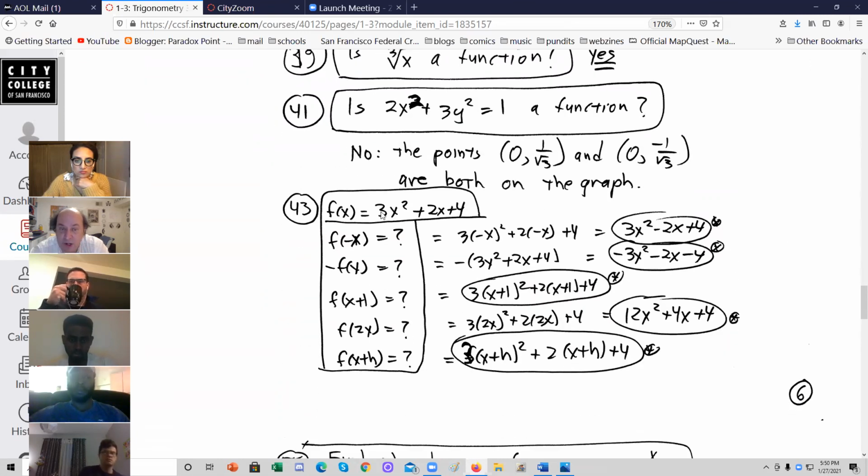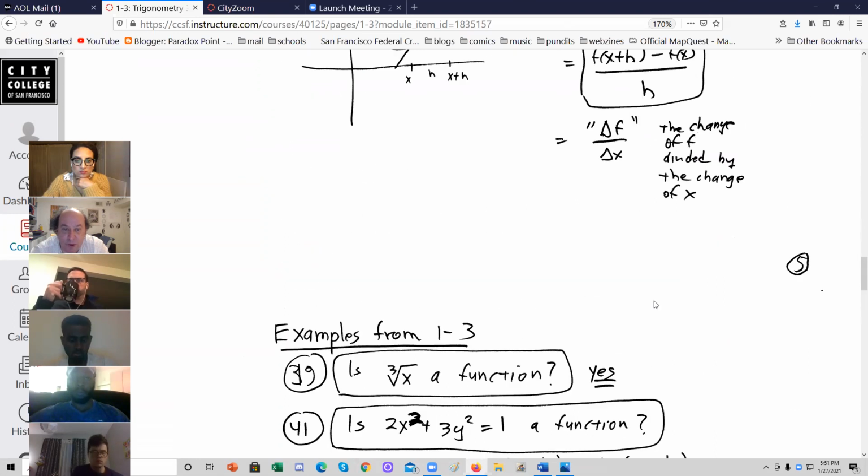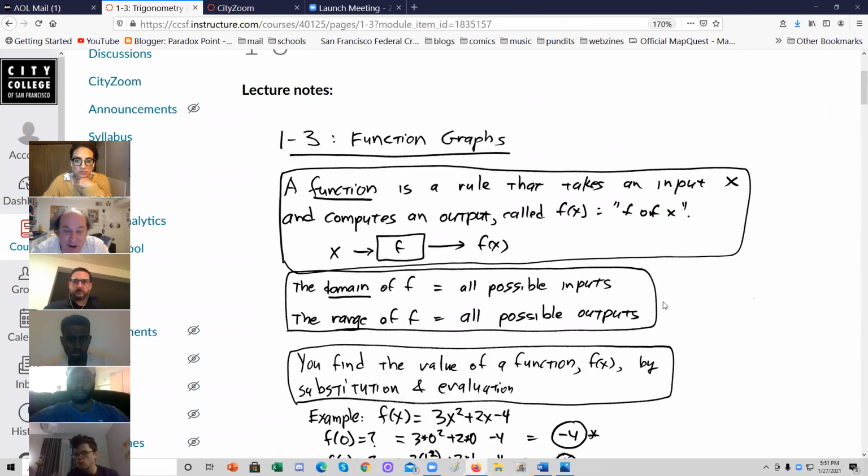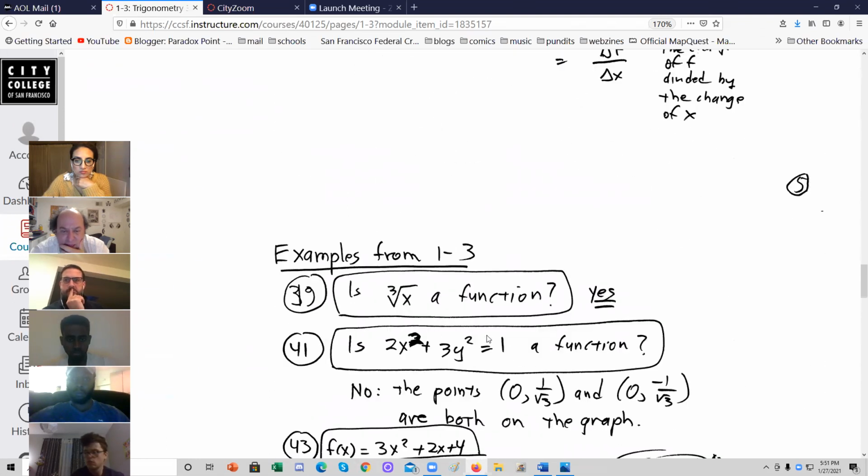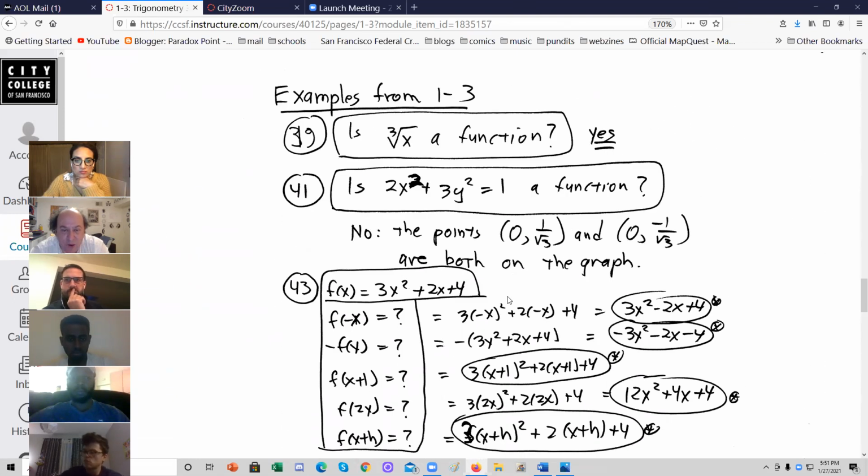Here we have a function, 3x squared plus 2x plus 4, which I believe is the same one we had up here. Yes, well, and minus 4. Okay, fine. Nevertheless, given this, what's f of negative x? What's negative f of x? What's f of x plus 1? What's f of 2x? What's f of x plus h?